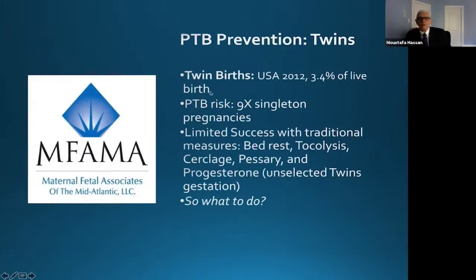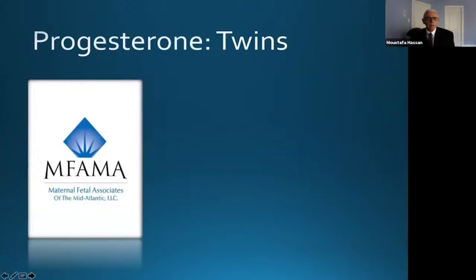Preterm birth prevention, twins. Twin births in the US and all over the world are probably around 3 to 4% of live births. Nine times more than singleton pregnancies, with limited success with traditional measures such as bed rest, tocolysis, cerclage, pessary, and progesterone. So what to do? Especially since the number of twins keeps increasing because of the increase in the number of ART. Progesterone and twins.